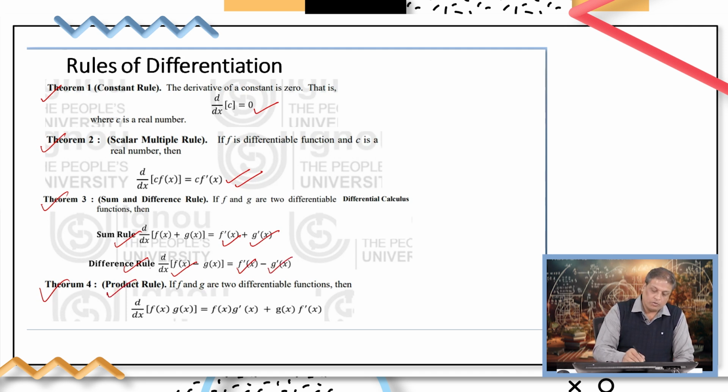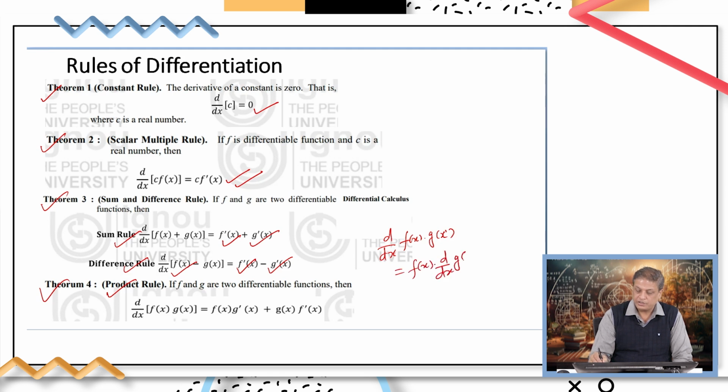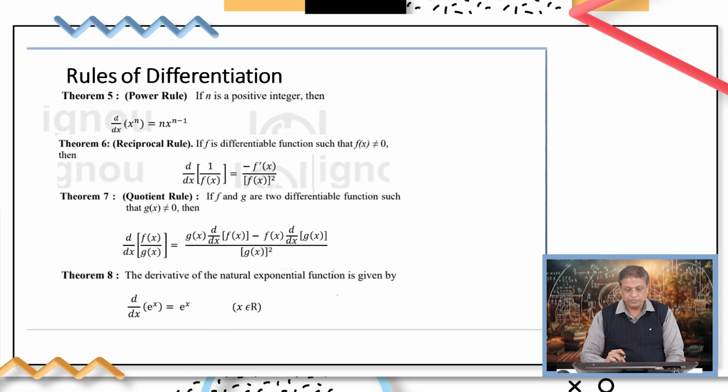We also understood the product rule, that is d dx of f x into g x is equal to f x into the derivative of g x plus g x into the derivative of f x, which is this expression, and this is nothing but your product rule.